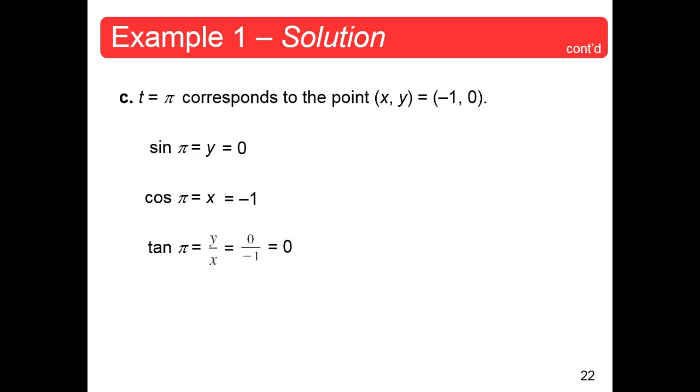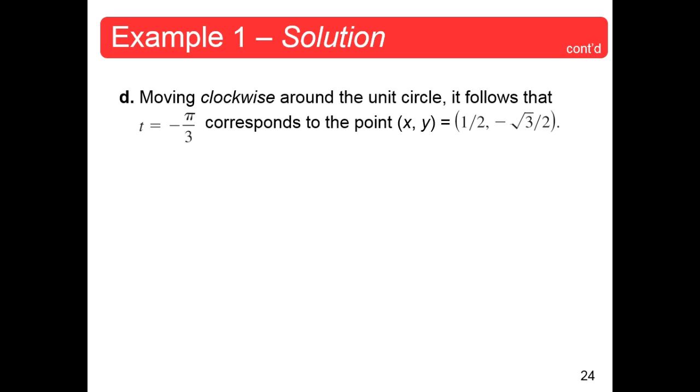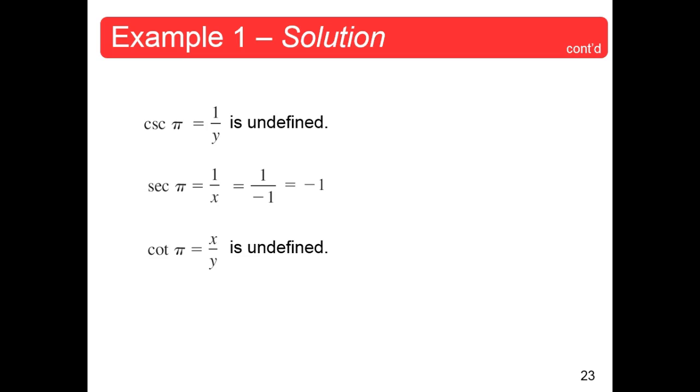The cosecant would be 1 over sine, which is undefined. The secant, 1 over x, would be 1 over negative 1, which is negative 1. Your cotangent would be 1 over the tangent. Tangent was 0, so that was undefined. And, oh yeah, they did all three, I forgot. So, just like we got. Any questions?